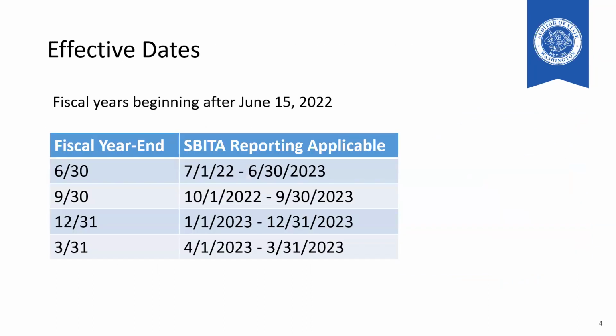The new SBITA accounting and reporting is effective for fiscal year 23. Many of our cash basis governments have a fiscal year end of 12/31. So for those governments, SBITA accounting is applicable starting on January 1st of 2023. Now, similar to when you implemented lease accounting, we really encourage you to review your software contracts and get started on this new accounting and reporting now, rather than waiting until the end of the year.